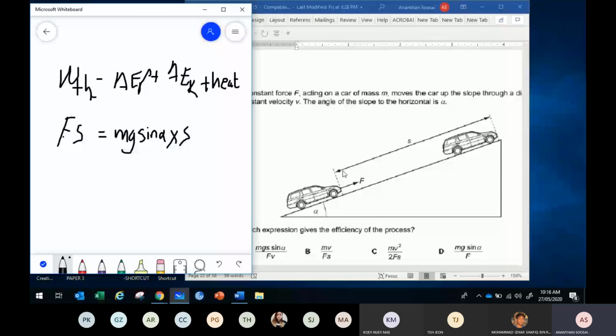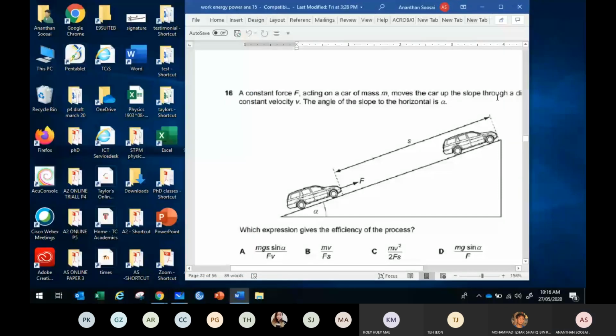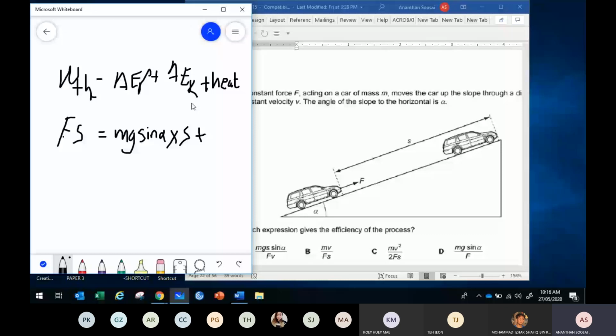Okay, the gain in kinetic energy, is there any gain in kinetic here? Is it constant velocity? A constant force acts on the car through a distance at constant velocity. Because the velocity is constant, EK for sure is going to be 0. There is no gain in EK. And yes, there should be heat. Okay, this is the formula.